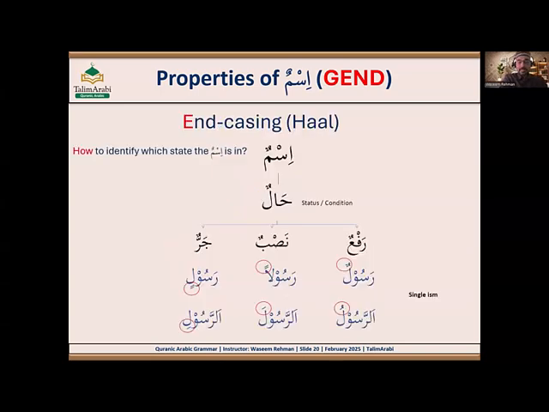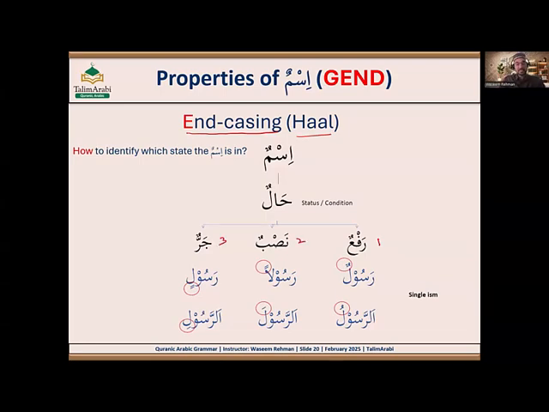So that status is called end casing. The ism has three statuses, we know, and in Arabic, we can say it is hal as well. Like ism has three hal or three end casings, and those are called raf'un, nasbun, jarrun.